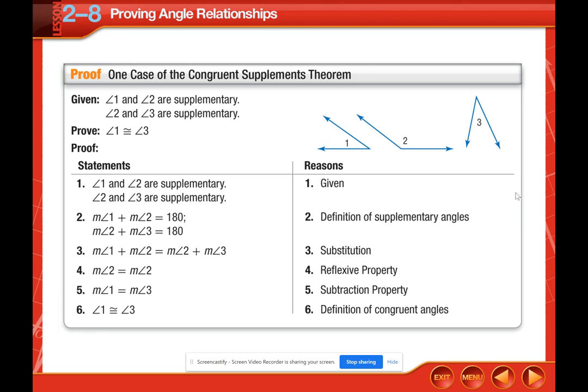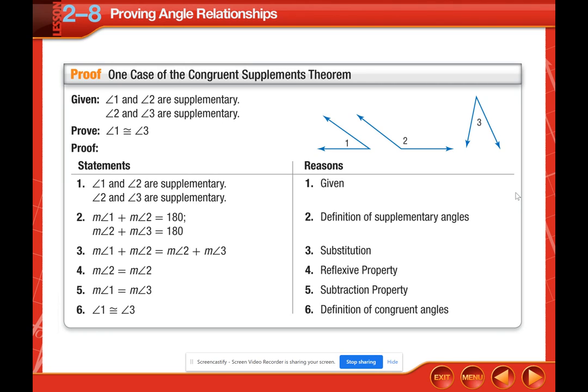Okay, here they give us a two-column proof of the congruent supplements theorem. We are given that angle 1 and angle 2 are supplementary. If we put those together, they're going to equal 180 degrees. We also know that angle 2 and angle 3 are supplementary. You put those two together and they will equal 180 degrees. We need to prove that angle 1 is congruent to angle 3. So we list our two givens. Okay, and number 1, that's the two given statements, and the reason is that it's given.